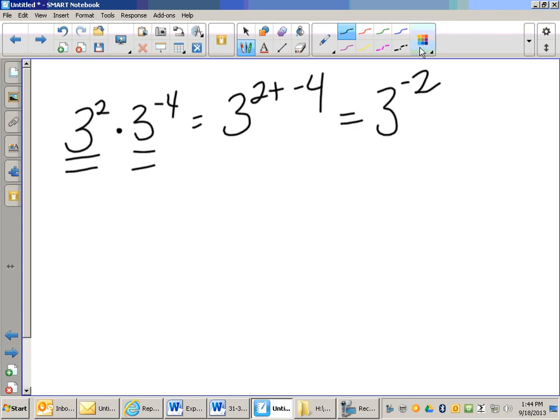And we should know that having a negative exponent is not considered simplified. So to simplify this value, we know that we're over 1. This value in the numerator needs to go to the denominator. So this would be 1 over 3 squared, which is 1 over 9.